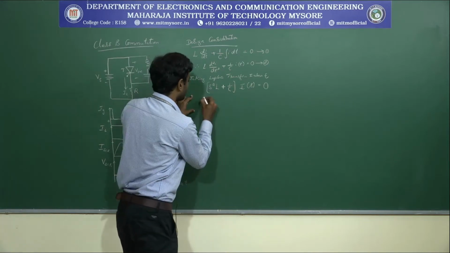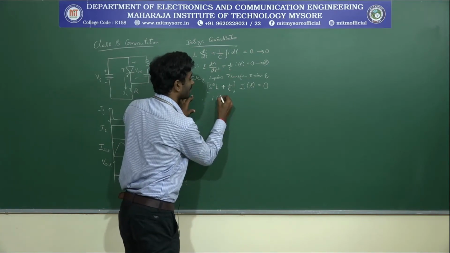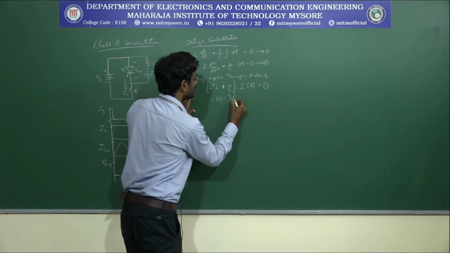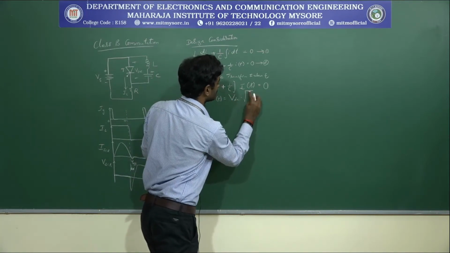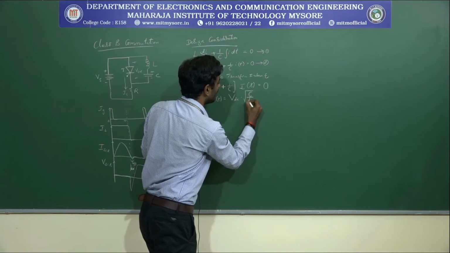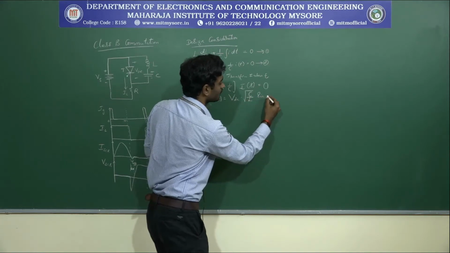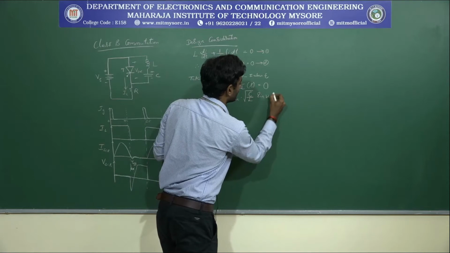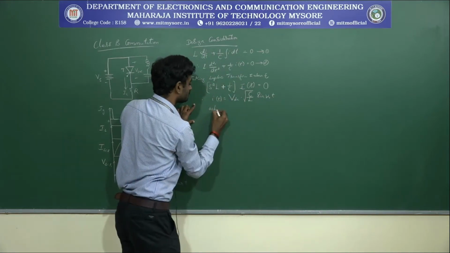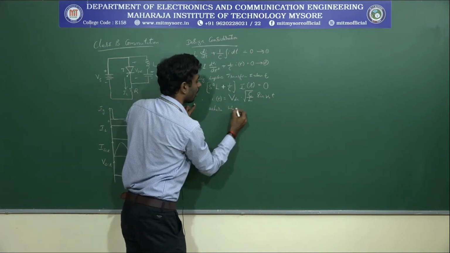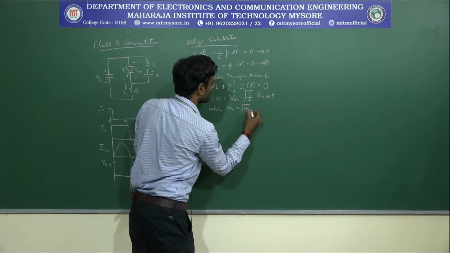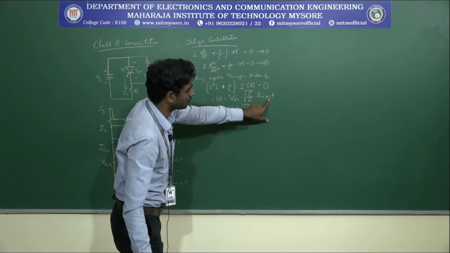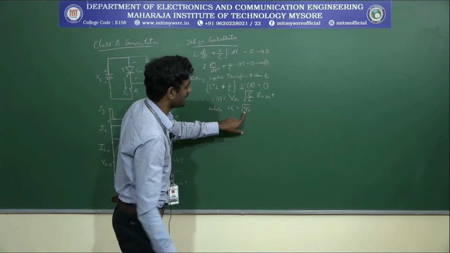So similarly here, therefore i of t can be written as VDC into root of C by L into sine omega naught t, where in this case omega naught will be equal to root of L by C.